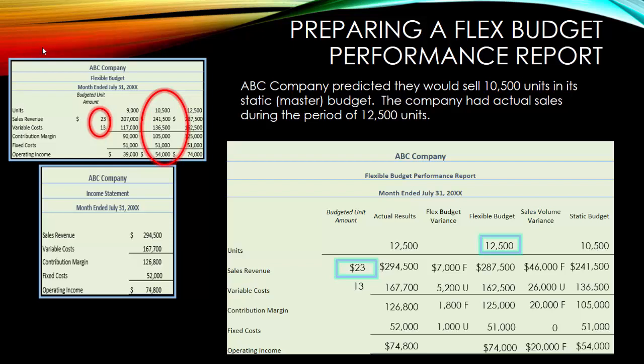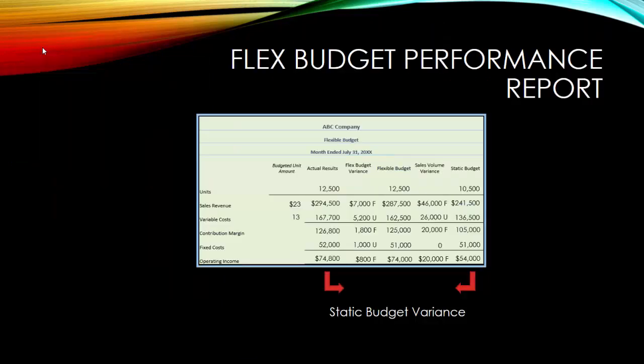That's unfavorable. And overall, our flex budget says we should have had operating income of $74,000 given our level of production, but we had actual operating income of $74,800. So that is a difference of $800, and since it's more income from our flex budget to our actual results, that's favorable. And with that information, we can compute our static budget variance, and that's just the difference between our operating income on our static budget and our actual operating income from our actual results, and that difference is $20,800. So what does this all mean?